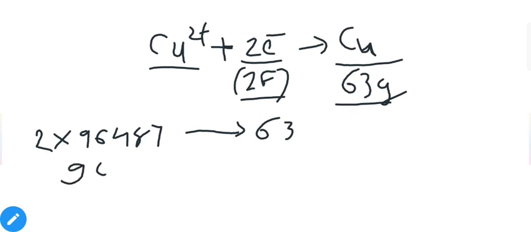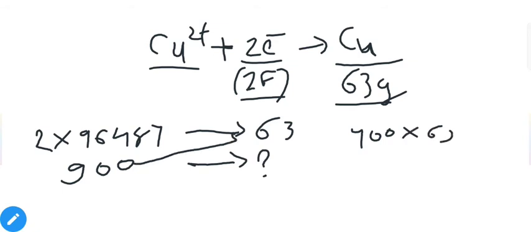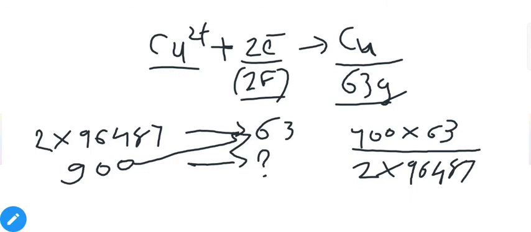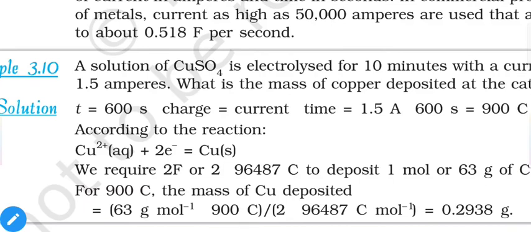Then we are passing 900 coulombs only through the solution, then it is equal to how many grams? So cross multiplication, that means 900 multiplied by 63 divided by 2 multiplied by 96,487, and the answer of this is the mass of metal. Okay, so steps are mentioned here. 63 multiplied by 900 divided by 2 multiplied by 96,487, which is equal to 0.2938 grams of copper metal.